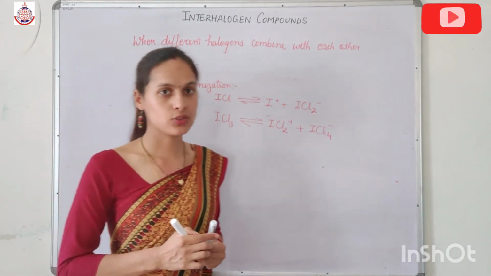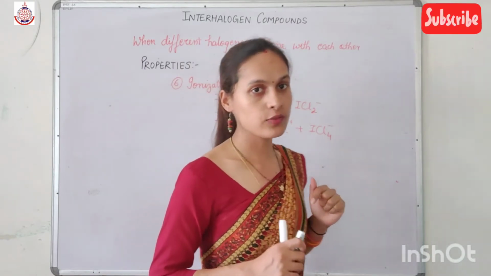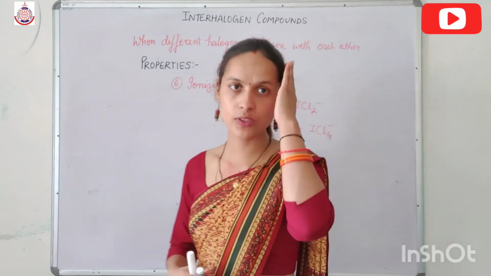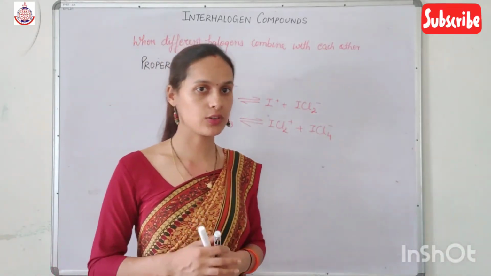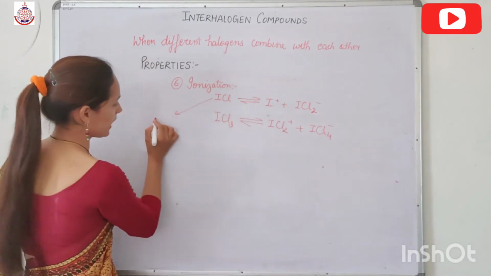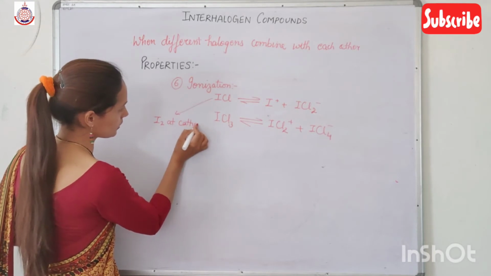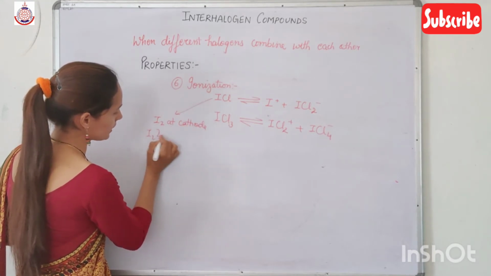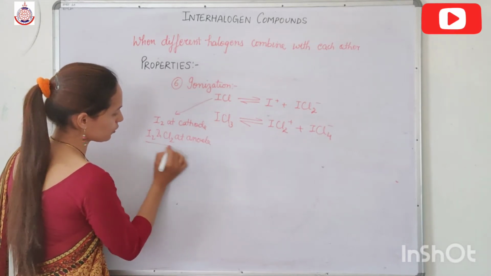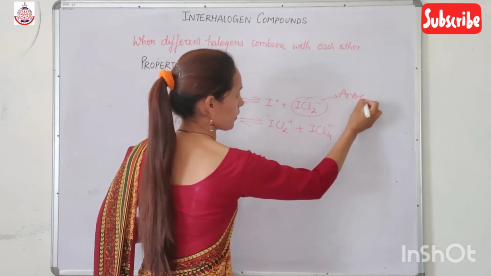Now, how do we get to know that the interhalogen compounds undergo ionization? When we do the electrolysis of the fused interhalogen compounds. When we do the electrolysis of ICl, we get iodine at cathode and both iodine and chlorine at anode. So both iodine and chlorine at anode means this ion goes towards the anode.